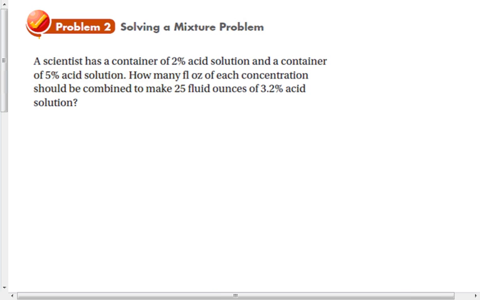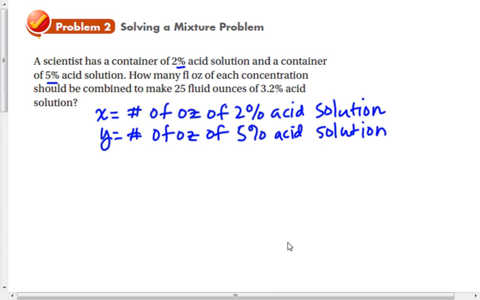All right, the next problem we're going to try and solve and pick a method to do that is a problem involving mixing solutions so that we get the correct number of ounces and the correct percent of whatever it is we want. In this case, it's acid. So we want to know how many fluid ounces of each of these concentrates, some at 2% and some at 5%, should be combined to make 25 fluid ounces. To do that, we're going to let X equal the number of ounces of 2% acid that we use, and let Y equal the number of ounces of 5% acid we use.